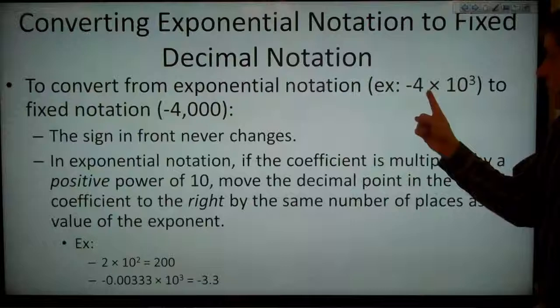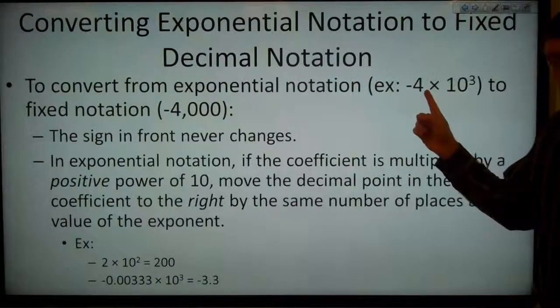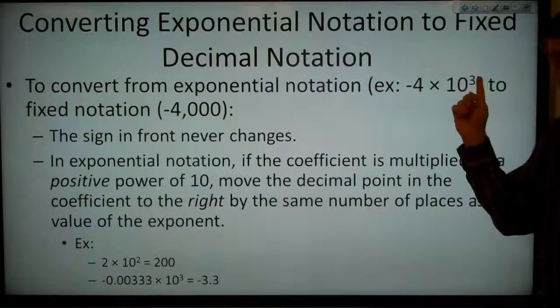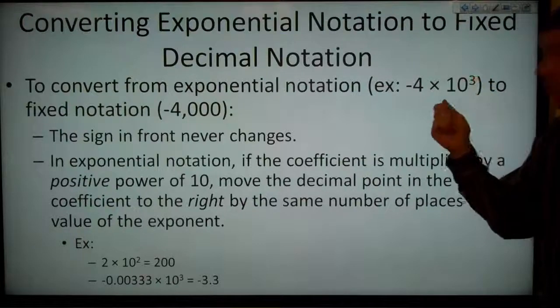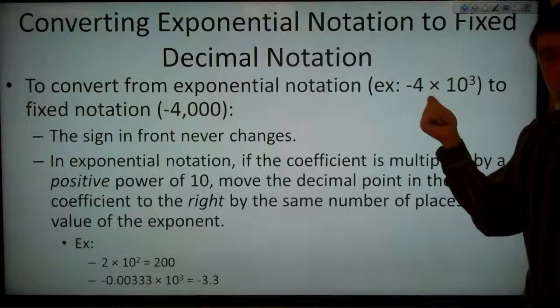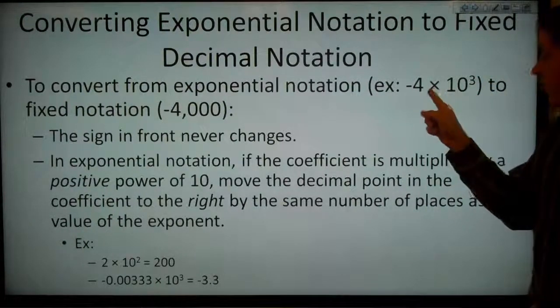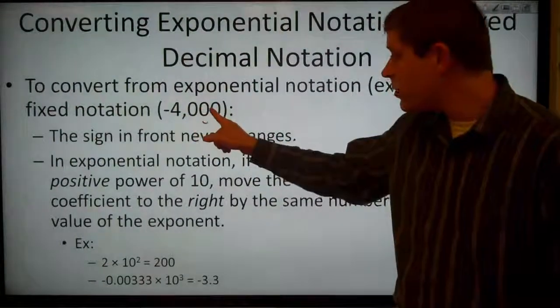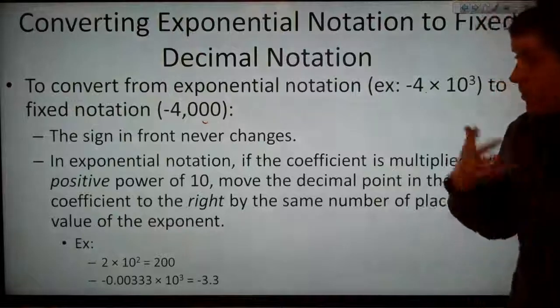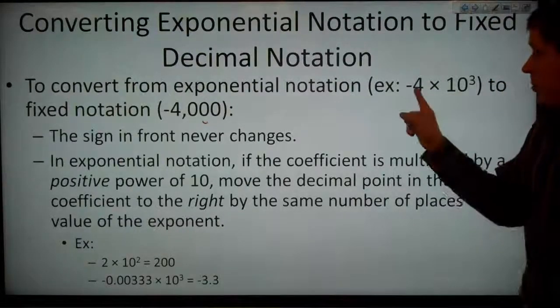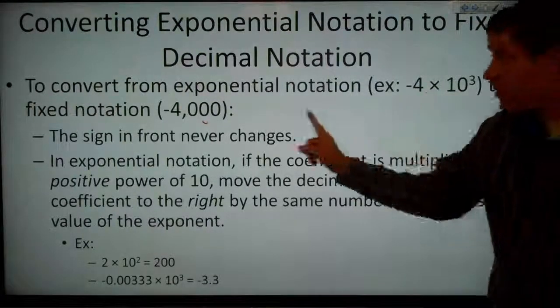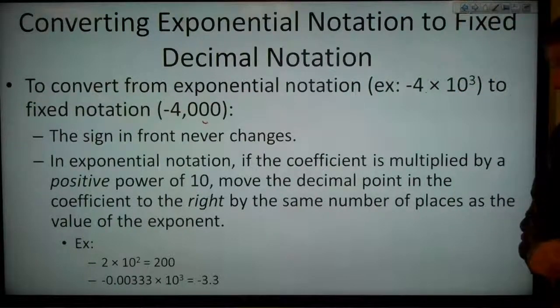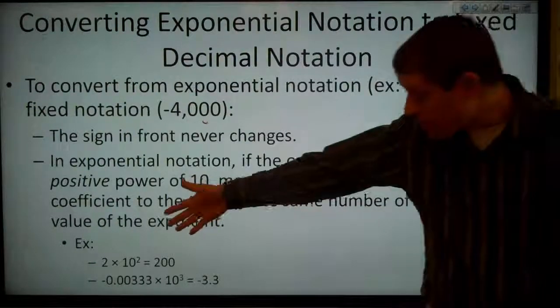So in this case, we have 4, that's our coefficient. We're multiplying by 10 to the 3, that's a positive 3. We need to move the decimal point in 4, 3 places to the right. Well, the decimal point in 4 is just to the right of the 4, so we need to move it 1, 2, 3 places to the right, so we have 4,000, plus we need to add in that negative sign, so negative 4,000. So let's look at a couple of other examples.